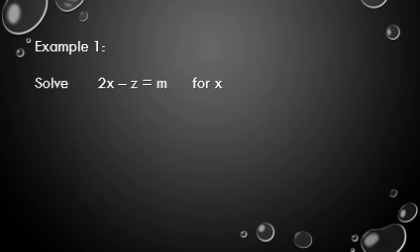Alright, so our first problem here, we've got 2x minus z equals m, and it says solve for x. So as you can see, we've got other variables that we're not used to. Before, we were used to seeing something like 2x minus 5 equals 11, for example.